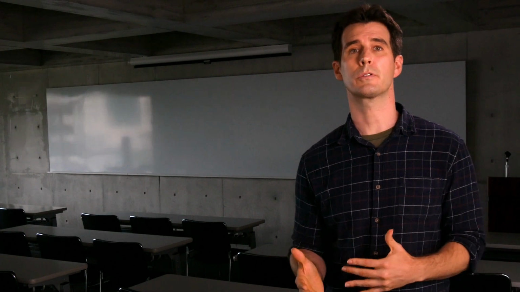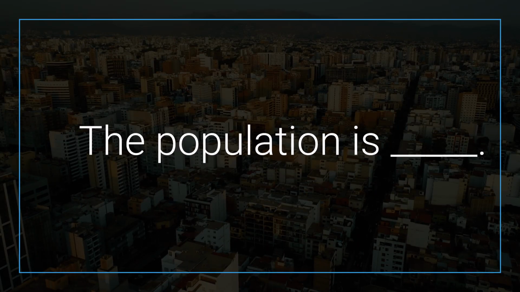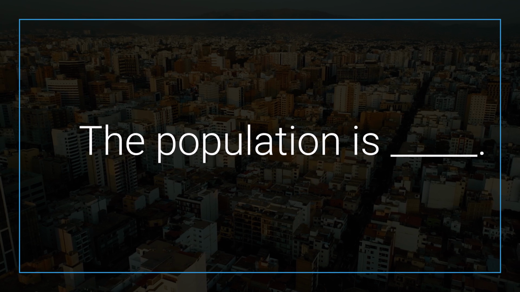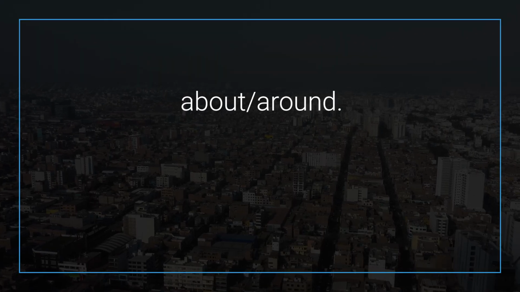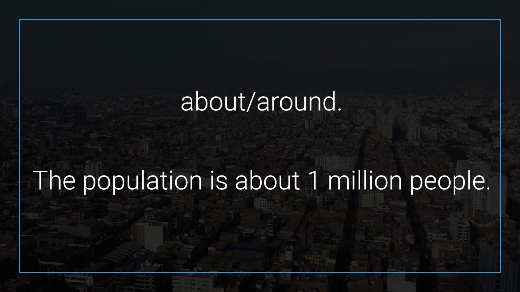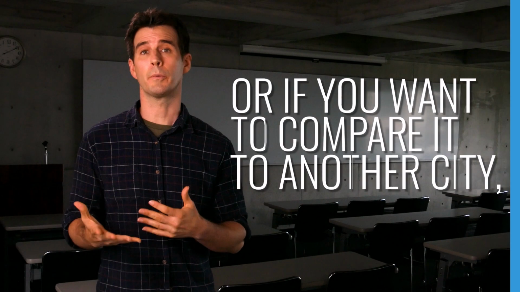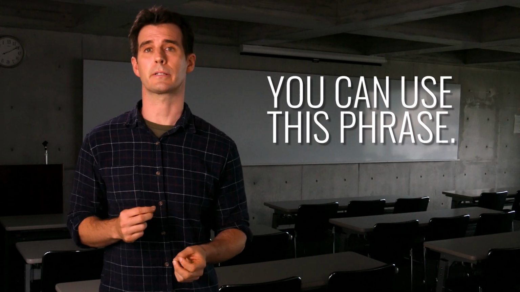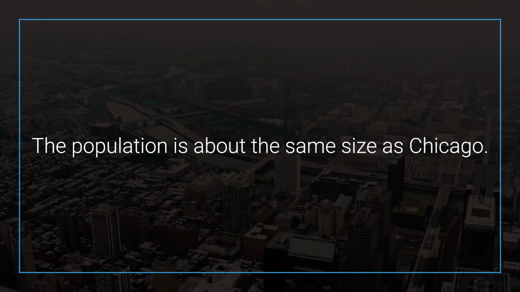The next phrase can be used to talk about how large or how many people are in the city. The population is blank. Here, of course, in the blank, you can say the number of people in the city. For example, the population is 1 million people. Or we can add about or around. The population is about 1 million people. Or if you want to compare it to another city, you can use this phrase. The population is about the same size as that city. For example, Chicago.